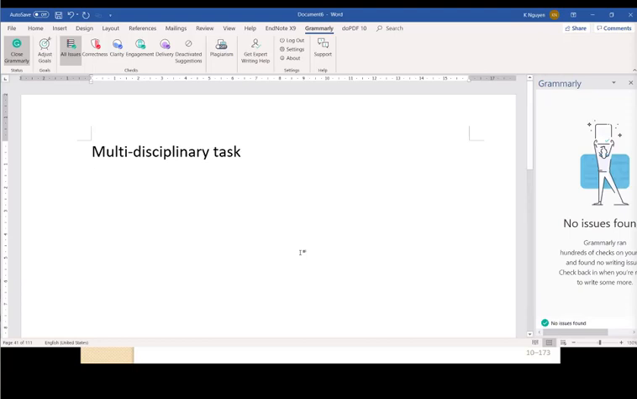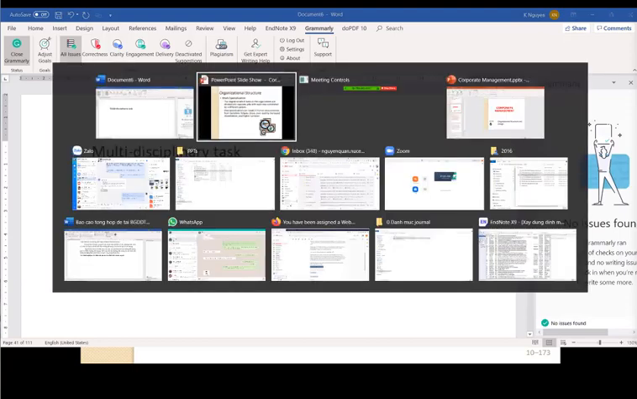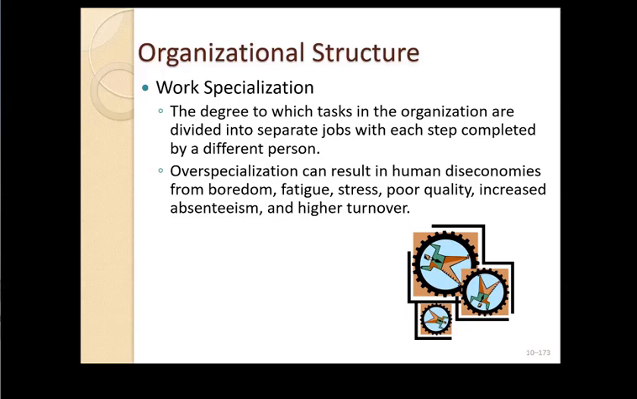So in order to get the task done, concerning the quality, the resources, and the time as well, right? People may want to divide the task into smaller pieces of work, or separate tasks, separate jobs, and involve a number of people in each step, right? And that is called work specialization.